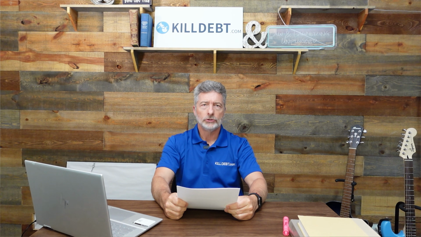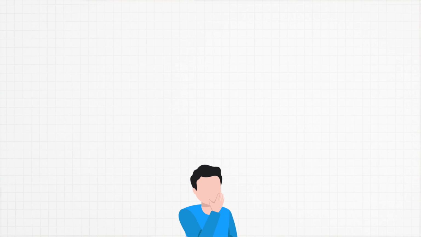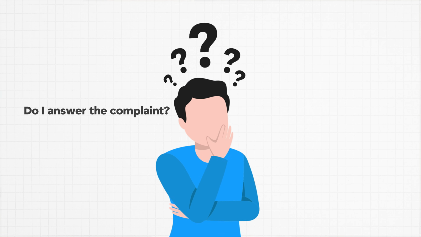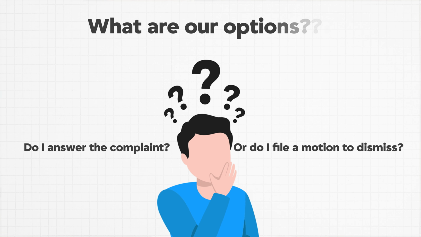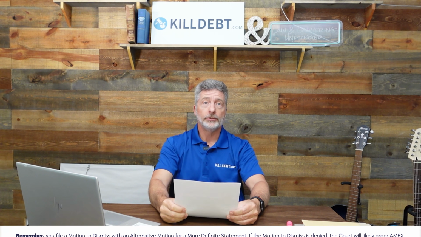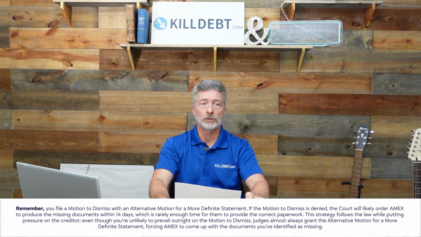So your job now is to decide, do I answer the complaint or do I file a motion to dismiss? What are our options? You file an answer, you file your affirmative defenses, and you go all in. Now you wait for the court to set a pretrial in a couple of months. Then there's going to be discovery, and then and then and then. Or you can have some fun here while following the law and bringing this all out in the open immediately and really bothering the creditor, or in this case, American Express.